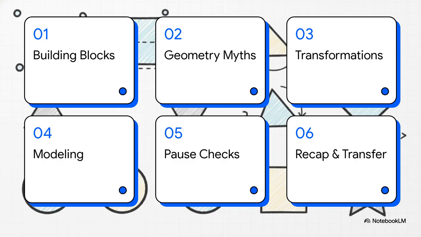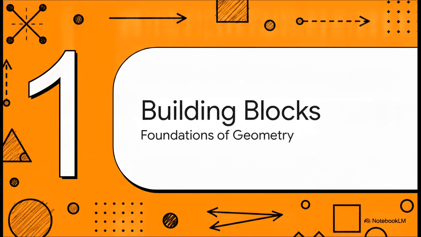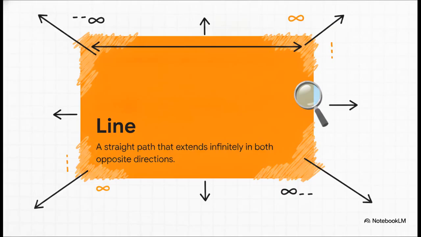Here is the roadmap we'll follow. The building blocks, common geometry misconceptions, rigid transformations defined, modeling rigid transformations, pause checks and reasoning, and finally, a recap and transfer question. Section 1. The building blocks. Let's formalize something we see every single day.